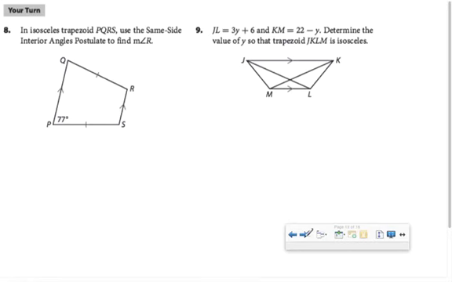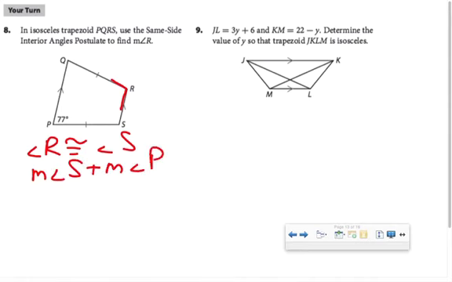A few more examples. In this isosceles trapezoid, I'm using the same side interior angles postulate to find the measure of angle R. So this is the angle that I'm trying to find. Because this is an isosceles trapezoid, I know that angle R will be congruent to angle S. Angle S and angle P are same side interior angles with respect to two parallel lines. So I know that the measure of angle S plus the measure of angle P has to add up to 180.